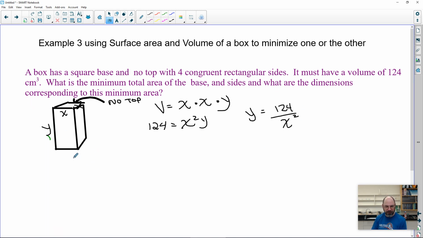So now the surface area is going to be equal to 4 sides and 1 base.